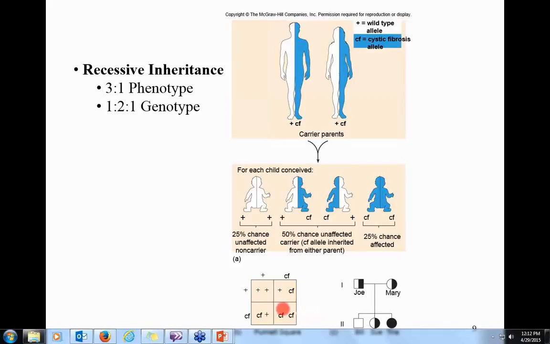Now the thing to remember with Punnett squares, which is what this is, is that this is not predicting what's going to happen should they have 4 children. So should they have 4 children, 3 will be normal and 1 with cystic fibrosis. This is telling you the percentage of passing on cystic fibrosis every time they have a child. So every time they have a child, that child has a 75% chance of having the normal phenotype, and a 25% chance of having cystic fibrosis.